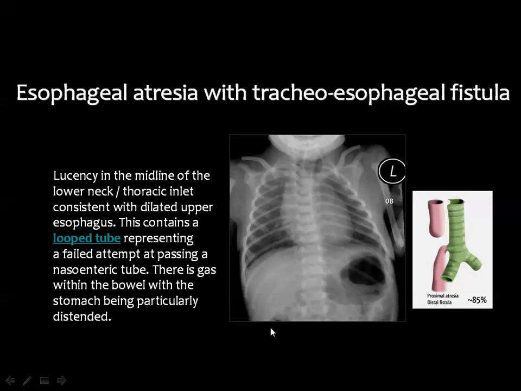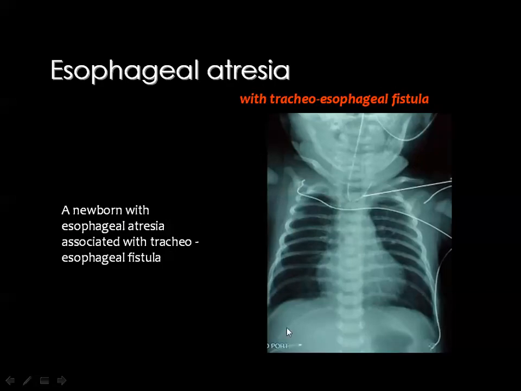Another appearance, and you see the coiled tube and the air in the abdomen. Also, a third example, this is the feeding tube, which is coiled into the upper esophageal pouch, and look in the abdomen and you see air. This means that there should be a communication between the lower pouch and the trachea.